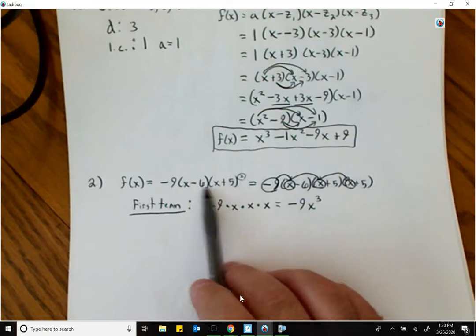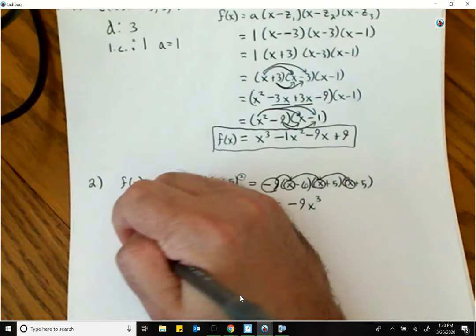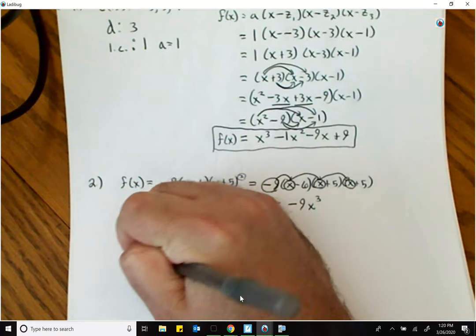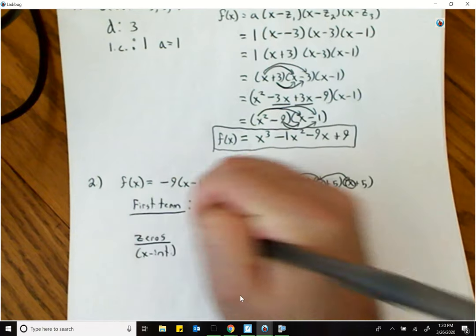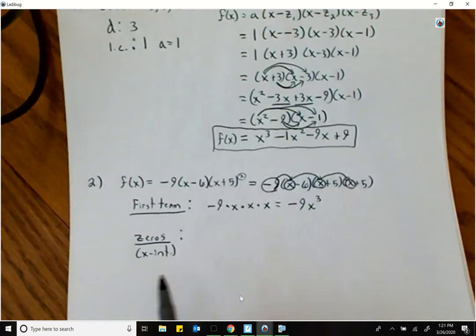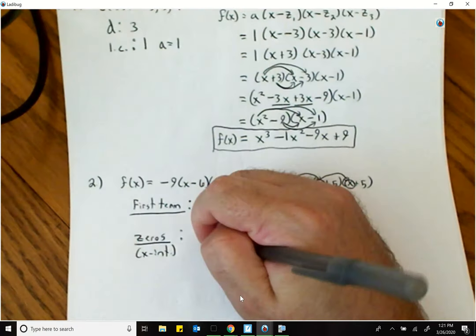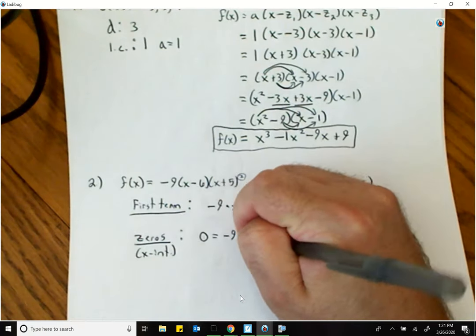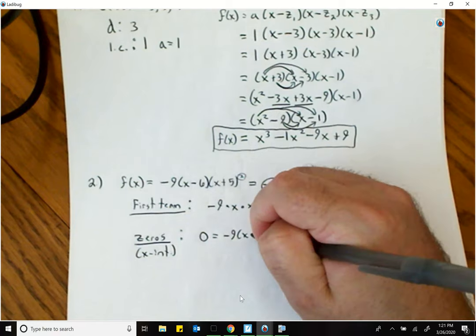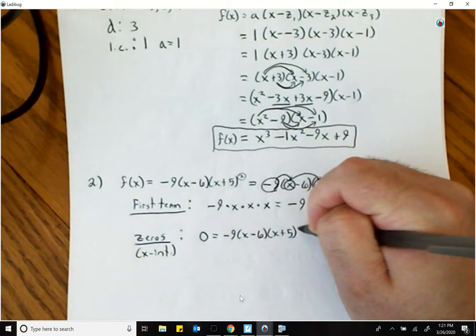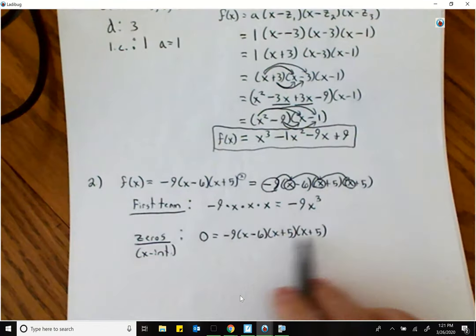This is already factored. So zeros is just another fancy way of saying, find me the x-intercepts. Okay, so the x-intercepts just means that we set all this information equal to zero. So we got zero equals negative 9, x minus 6, x plus 5, and x plus 5. I like to keep it all expanded out.